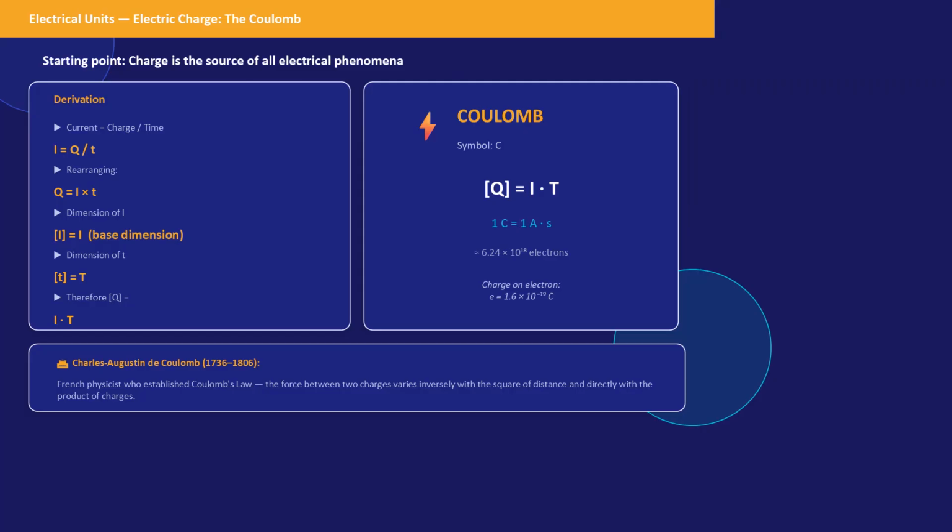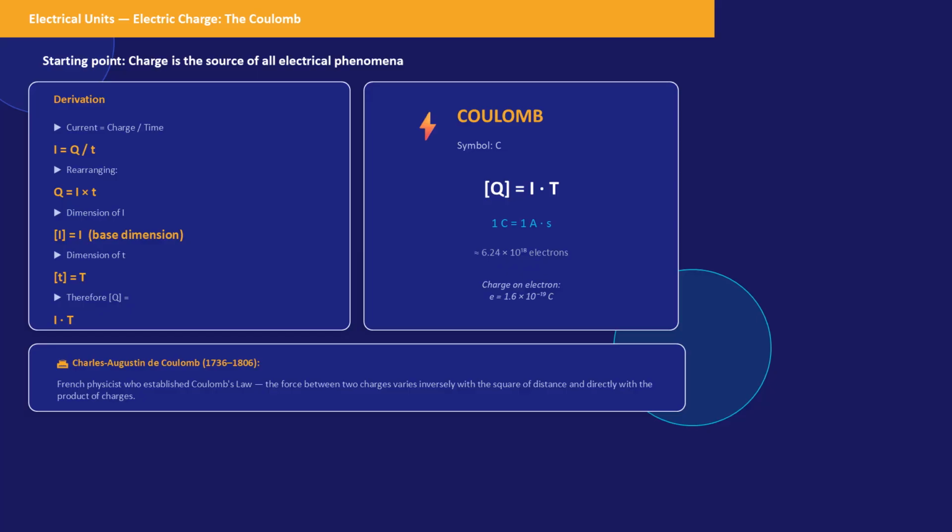Our first purely electrical unit is the Coulomb, the unit of electric charge. We derive it from the definition of current. Current is the rate of flow of charge. In equation form, I equals Q divided by T. Rearranging, charge Q equals current I multiplied by time T. In dimensional form, Q has dimensions I times T. 1 Coulomb is therefore the charge that passes when 1 ampere flows for exactly 1 second. Expressed in full SI base units, 1 Coulomb equals 1 ampere second.